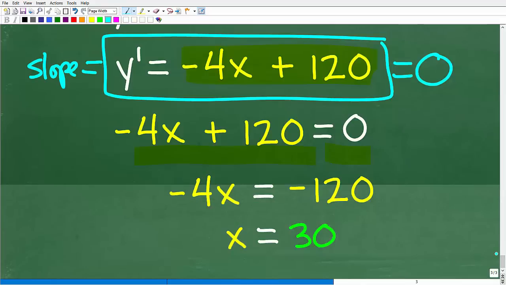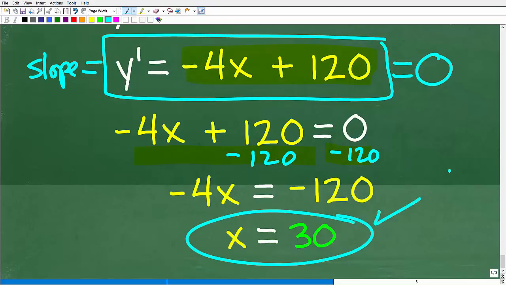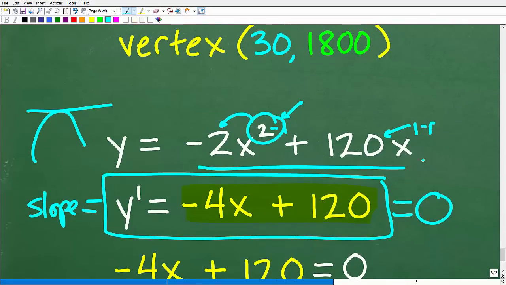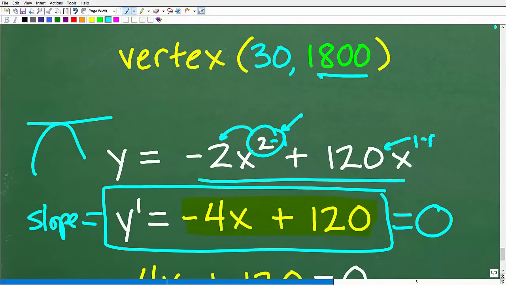Now let's just go ahead and do this real quick. We're going to subtract 120 from both sides of the equation. I have negative 4x is equal to negative 120. And when I solve for x, I get x is equal to 30. It's the exact same answer. Now from there, I could take 30 and plug it back into my original formula to get my 1800, which is the maximum area.